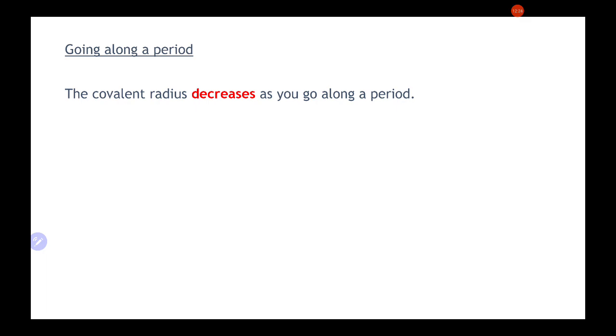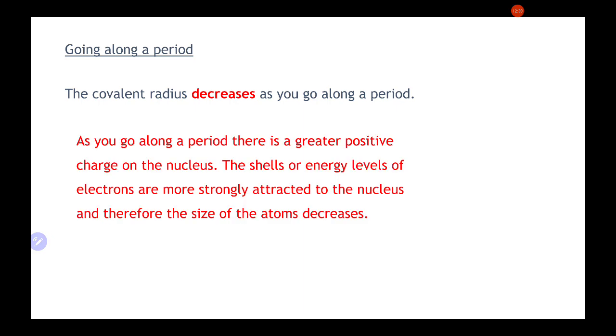So as we're going along a period, our covalent radius, i.e. the size of our atom, is decreasing. The reason for that is because you've got a greater number of protons, which means that you've got a greater nuclear charge. So in turn, what you're going to have is a greater pull on those electrons. I'll stick with the lithium example and the neon example again.